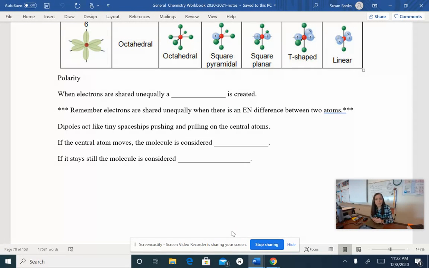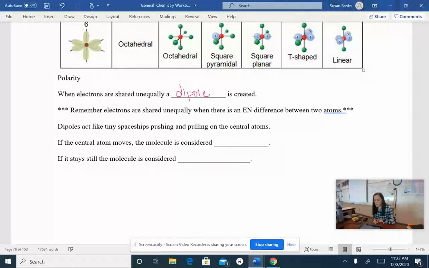Now, polarity is basically, do I have a side of a molecule that is a little bit more positive and another side that's a little bit more negative than it normally would be if we shared electrons evenly? So we say that it has poles. It will have a negative pole and a positive pole just due to the electrons that are being pulled one way or the other due to the differences in electronegativities of the various atoms that make up that molecule. So when electrons are shared unequally, a dipole is created.